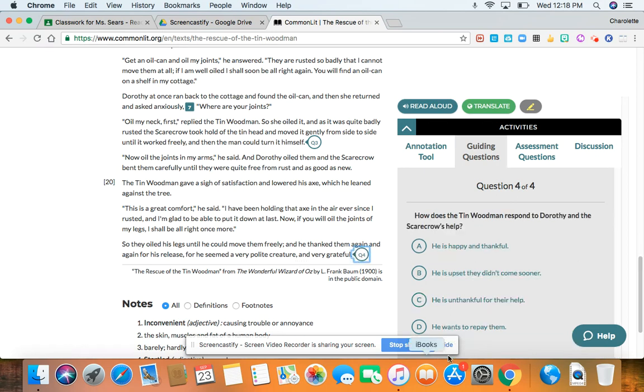How does the Tin Man respond to Dorothy and the Scarecrow's help? A, he is happy and thankful. B, he is upset they didn't come sooner. C, he is unthankful for their help. Or D, he wants to repay them.